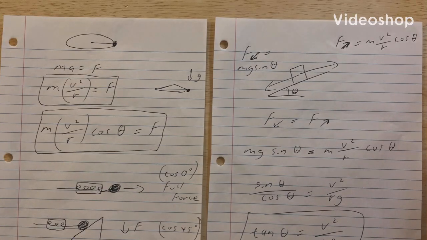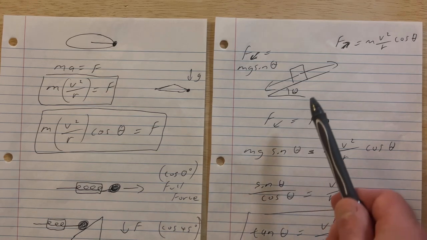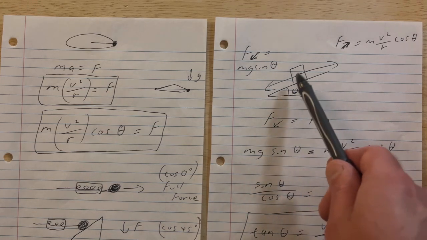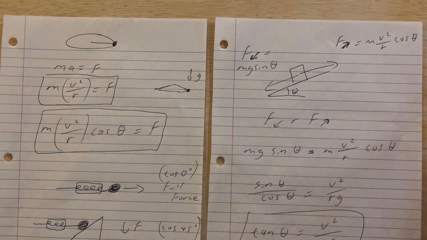This is a banked curve, the simple version where you just use one triangle. This is the way I learned it. Inclined plane and banked curve both involve a ramp with an object on this ramp that wants to slide down.